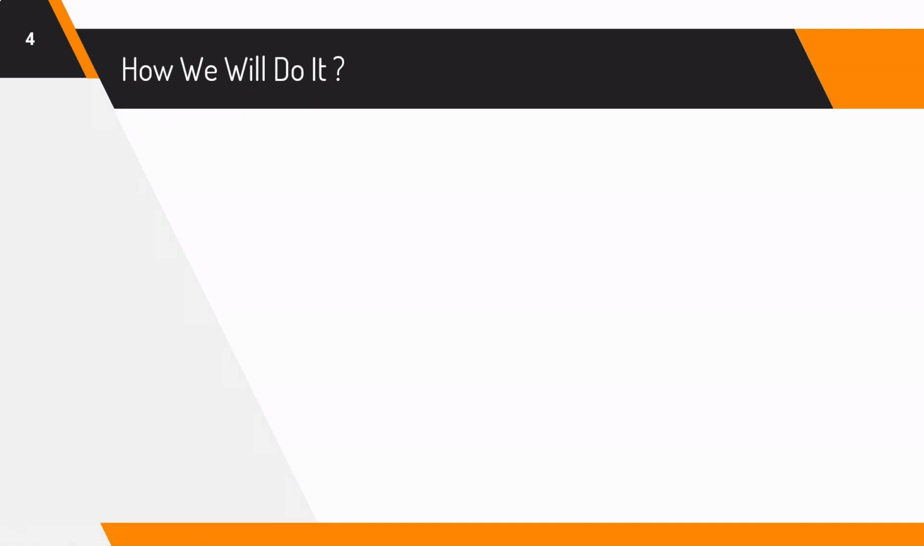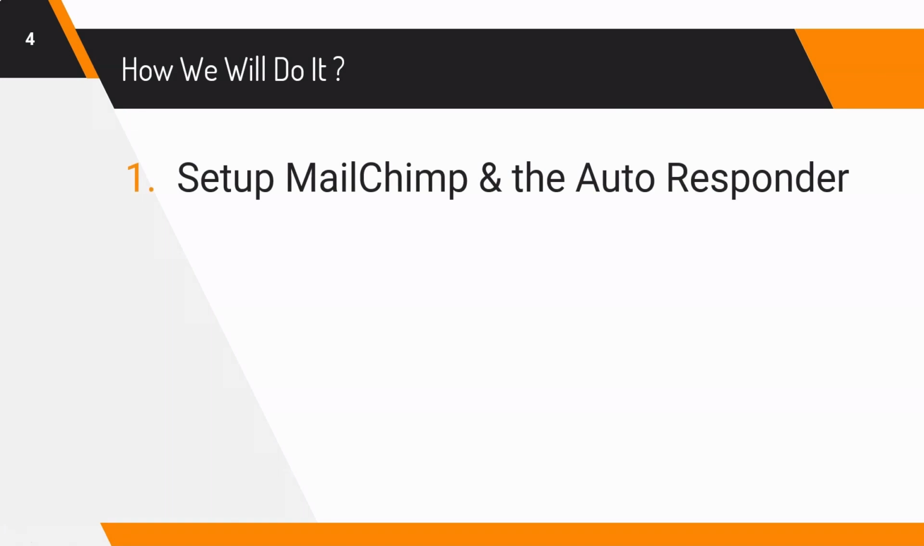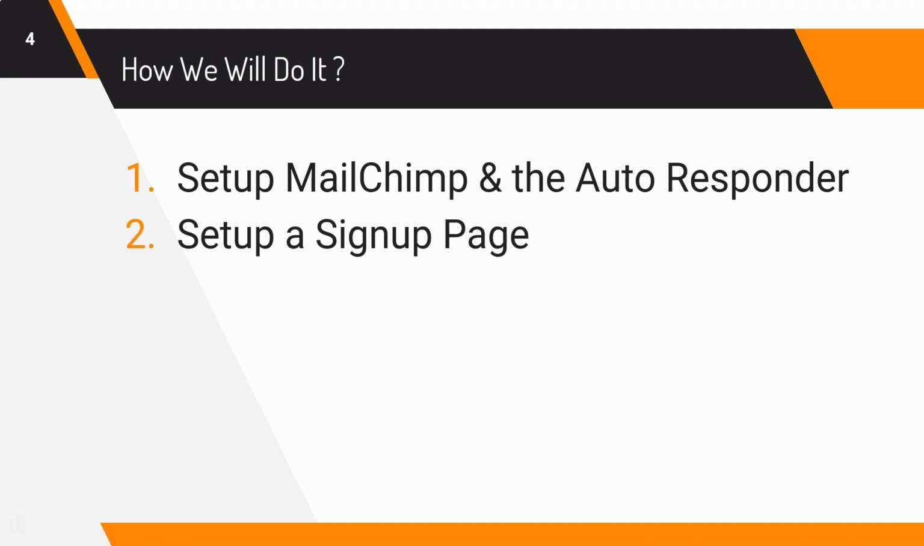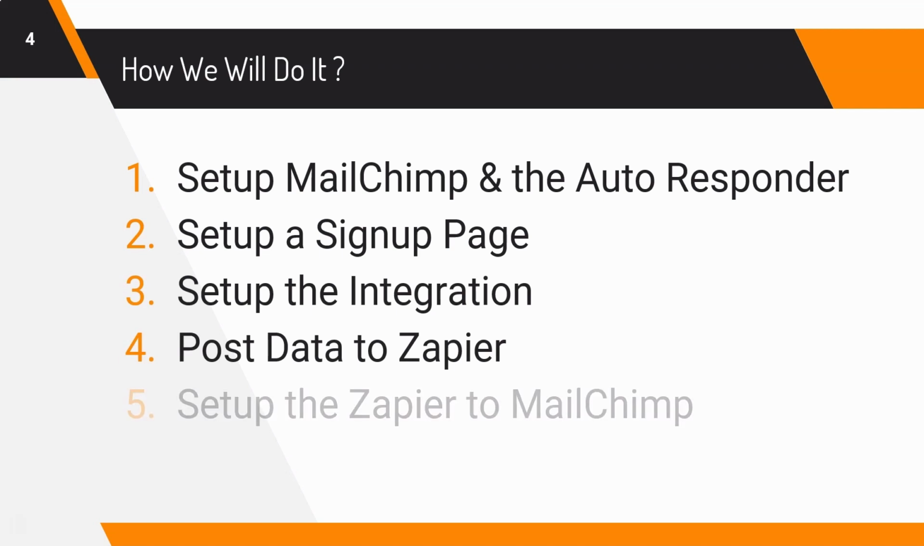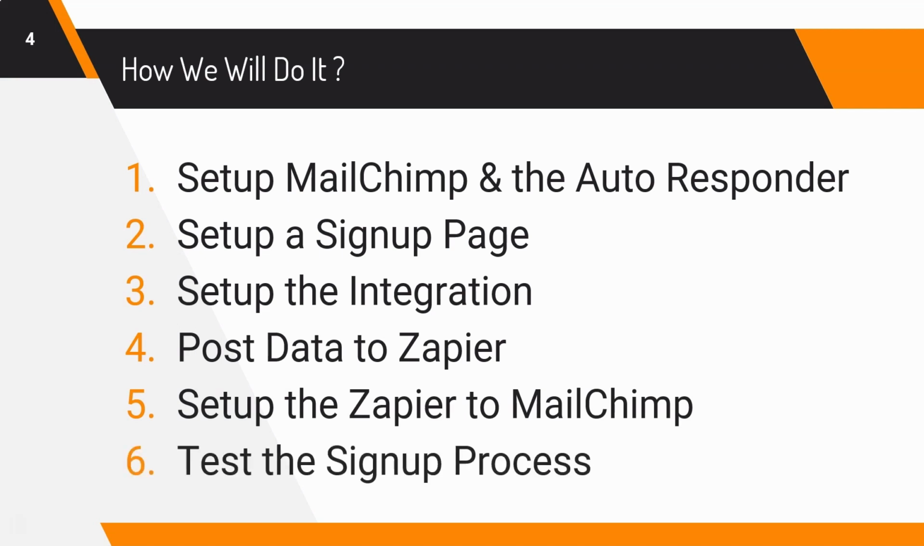So how will we do this? We will need to set up MailChimp and the autoresponder. This is pretty straightforward, I will show you how. We will need to set up a sign up page. This is also straightforward. Then set up the integration, post the data to Zapier to receive the information and be sure that we can build the Zap, set up Zapier to MailChimp and test the sign up process. All these components are already made because I have already built it, so we will go through the configuration process together.